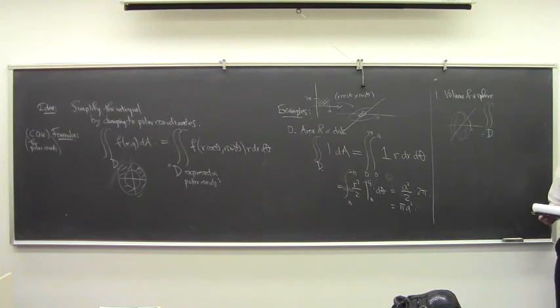The square root of a squared minus c squared. Minus c squared. C being the height. Well, yeah, that's like in 2 dimensions. It's just a circle.